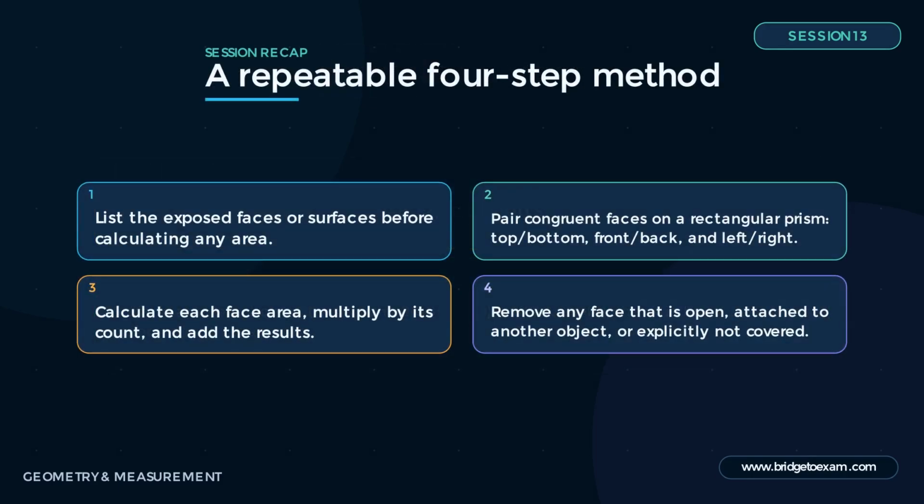Session recap. First, list the exposed faces or surfaces before calculating any area. Next, pair congruent faces on a rectangular prism: top with bottom, front with back, and left with right. Then calculate each face area, multiply by its count, and add the results. Finally, remove any face that is open, attached to another object, or explicitly not covered. A strong geometry solution is more than arithmetic. It identifies the requested quantity, represents the structure, calculates carefully, and checks the meaning of the result. Carry that full habit into the next session.